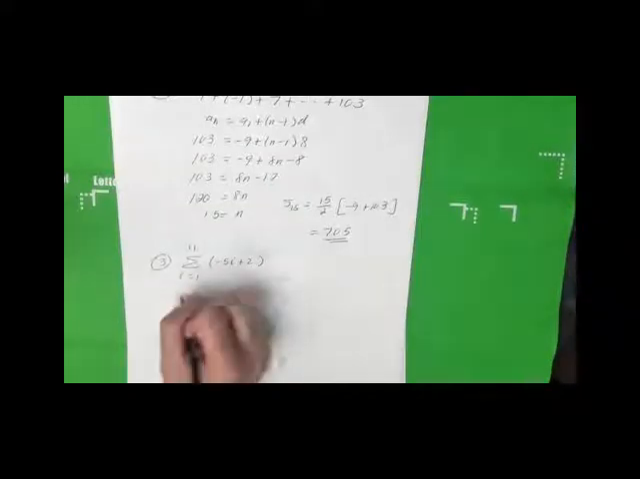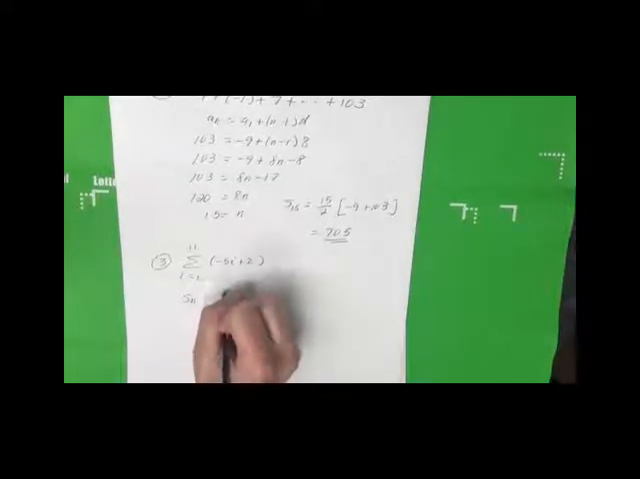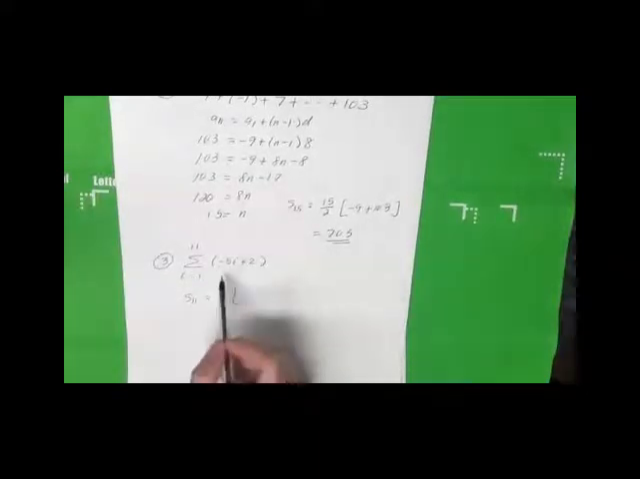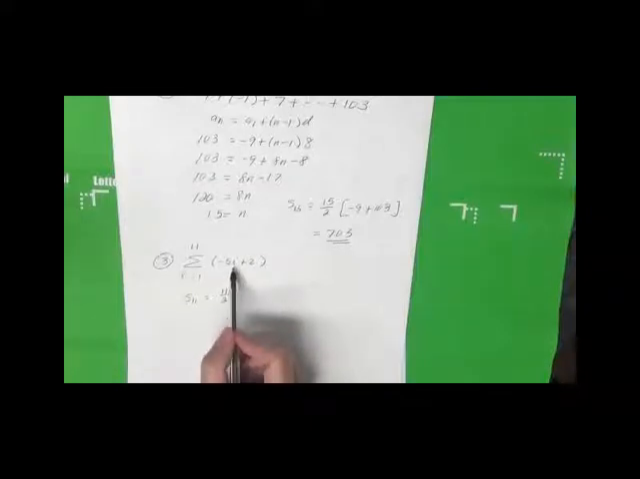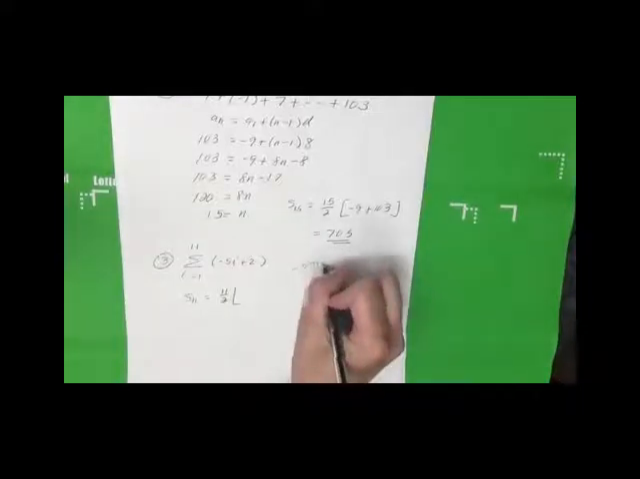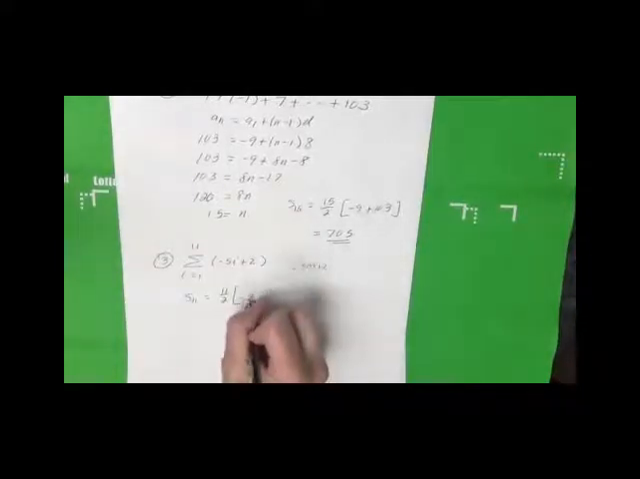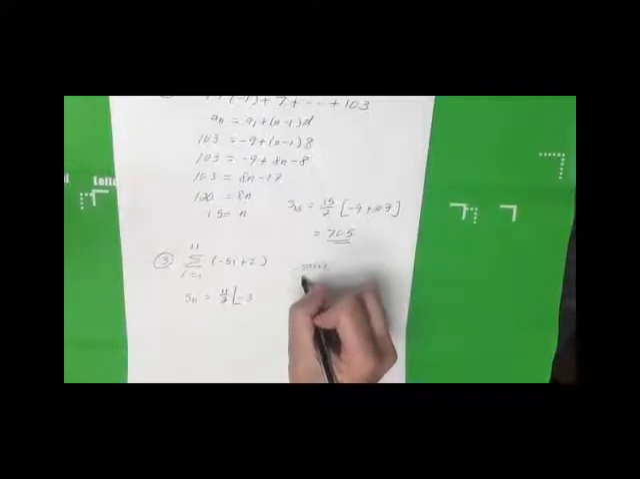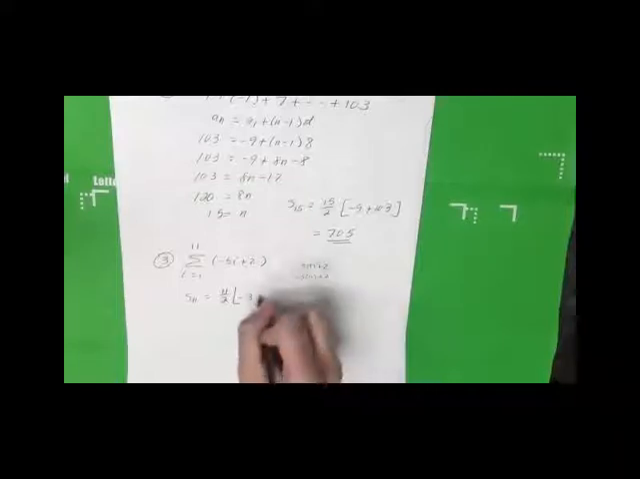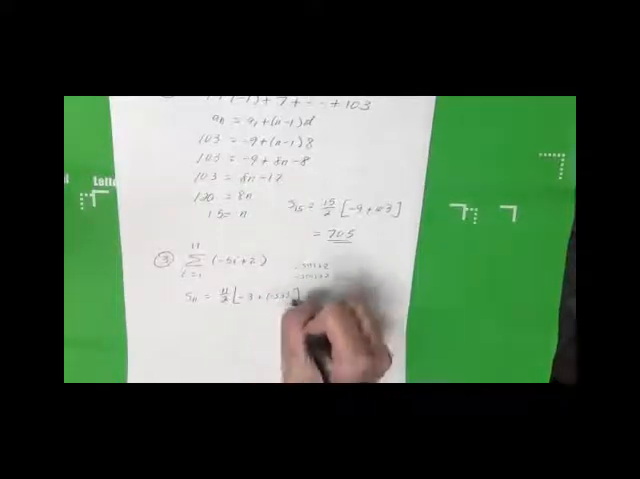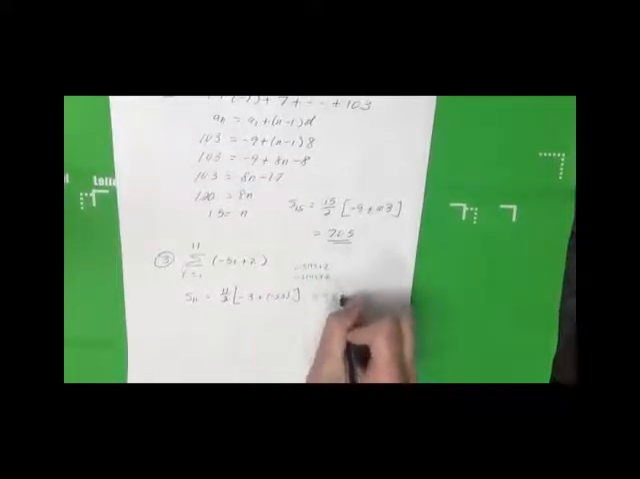So I have S sub 11 equals 11 over 2. Now, it takes a little bit more work. There's not too much to do, but I have to figure out what a sub 1 and a sub 11 are. This expression here is a sub i. So for a sub 1, you plug in 1 for i. I get -5 times 1 plus 2, so that works out to -3. And then a sub 11, I get -5 times 11 plus 2. That is 2 minus 55, so that is -53. Working that out, you'll get -308.